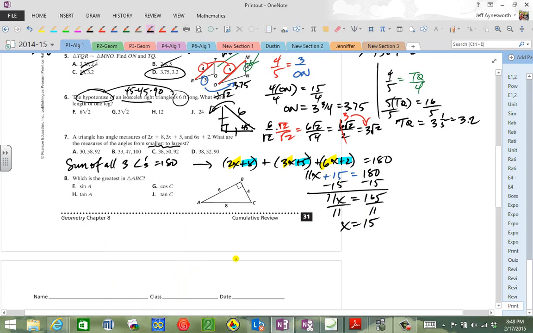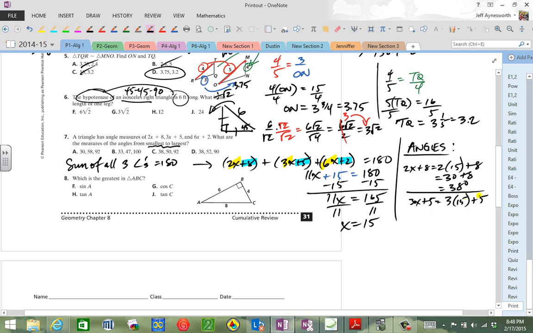So then find the angles, right? And then you got to substitute them in. So the angles, what are they? So here we got 2x plus 8. Becomes 2 times 15 plus 8. 30 plus 8. First angle is 38 degrees. Second one, 3x plus 5. 3 times 15 plus 5. It's 45 plus 5. Next angle, 50 degrees. So 38, 50, and something else.